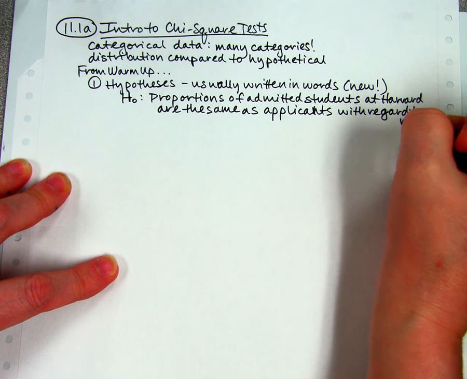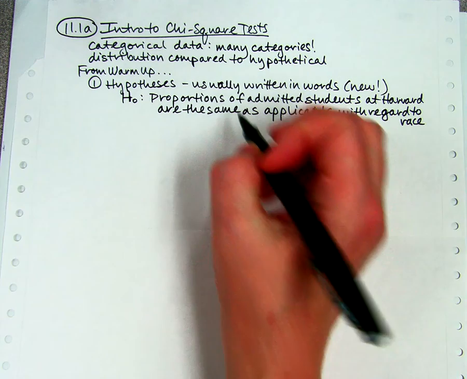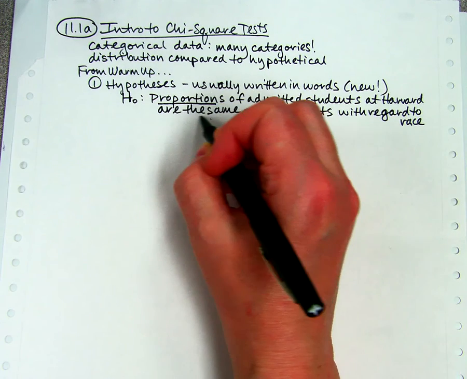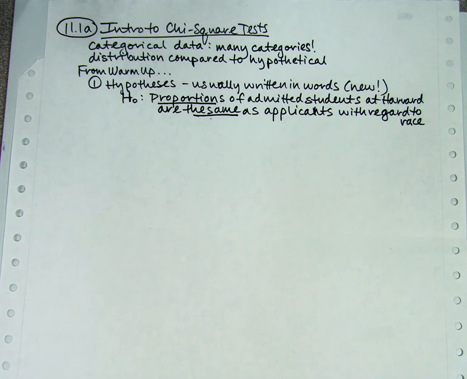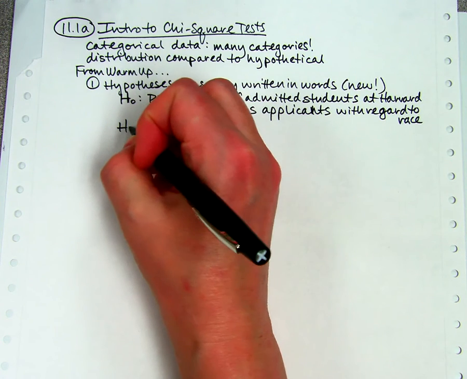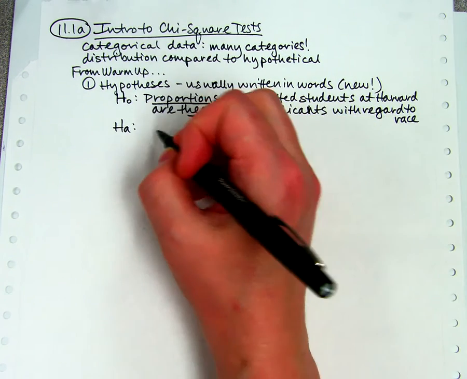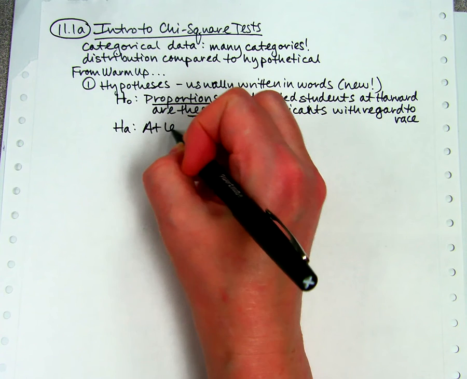Another way of saying that, we said in the warm-up, was they didn't discriminate against some races and didn't favor others. So you could say it several different ways, but the idea of these proportions being the same is the important idea in the null hypothesis. It's always going to be that the proportions are the same as what we think they are or what's claimed. And then the alternate is always that something is different. It doesn't have to be all of them. It just has to be at least one of them.